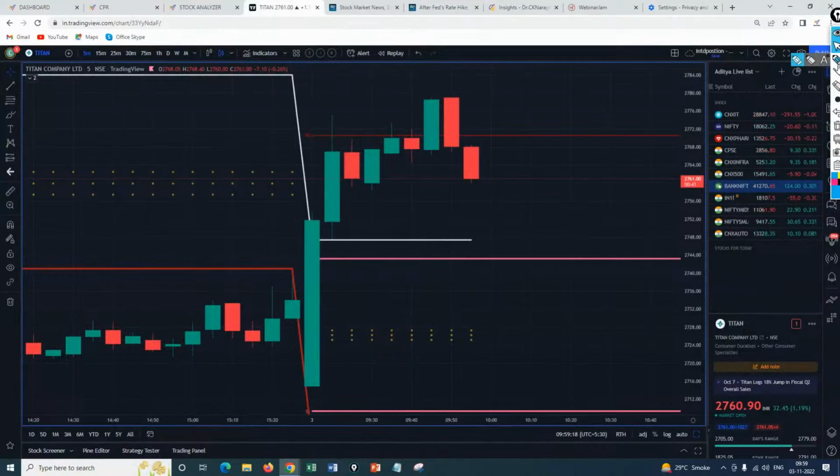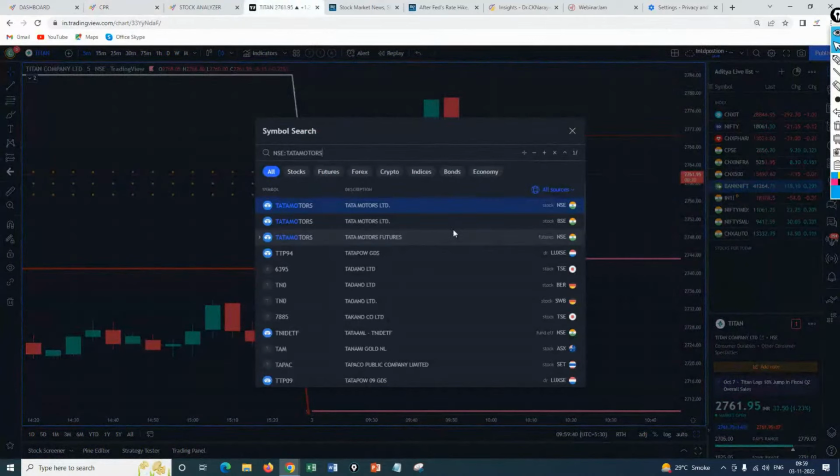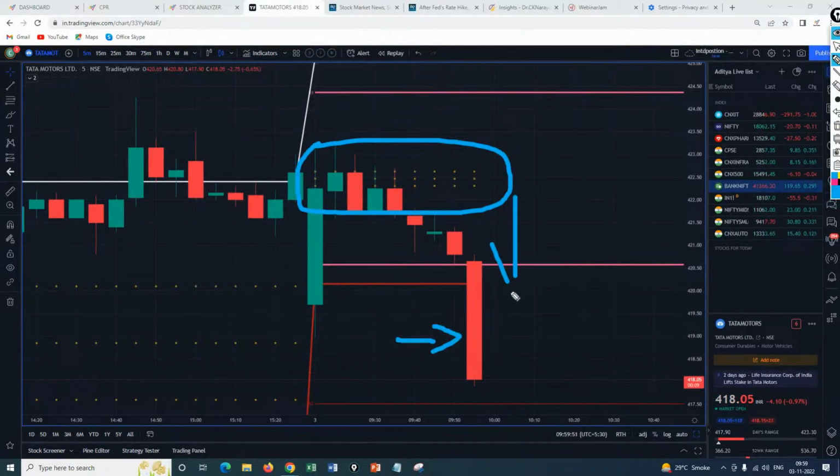This over here was in CPR, and it is in green because currently the prices have moved above the CPR. Okay, what is the next example? Let's see one red ka example. Tata Motors is here in red. Okay, so let me write here Tata Motors. And yaha mere ko dikh raha hai ki ye dekho, ye hai Tata Motors ka CPR aur ye dikh raha hai price that is falling below, it is below the CPR, it is bearish.